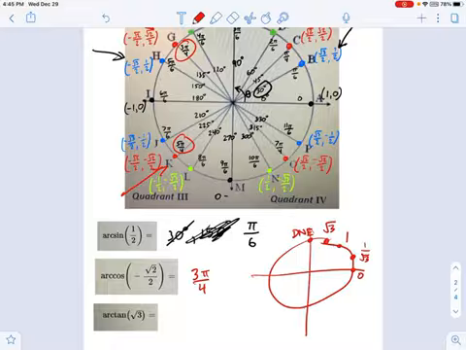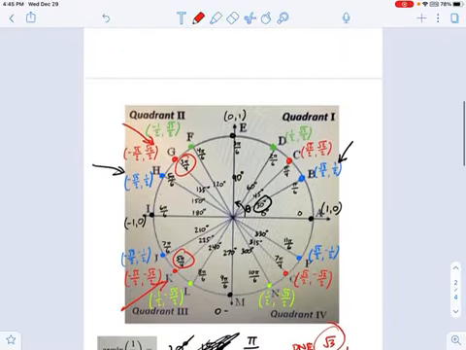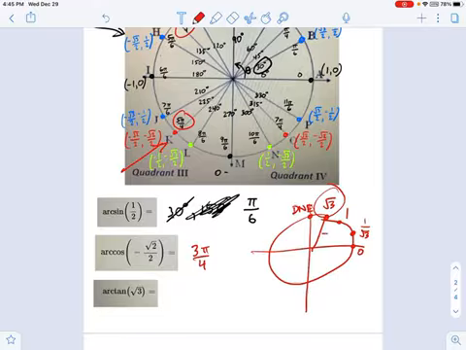Now I'm looking at radical 3. That is right up here. So that's going to be an angle of pi over 3. And you might also say, well, wait, doesn't tangent also equal radical 3 right here at this point I just drew? 4 pi over 3? Yes, it does. But for the same reason, we're going to limit our interval to only quadrants 1 and 4. So that's how you do this basic inverse trig stuff.